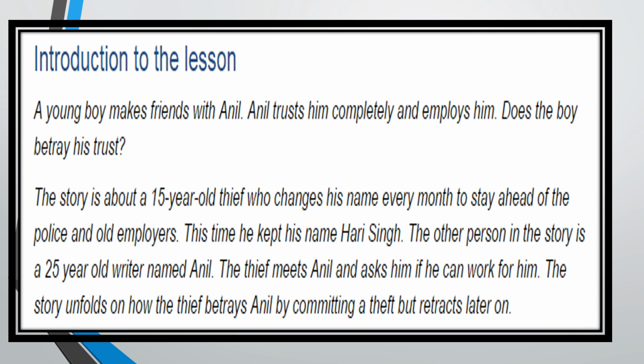The story is about a 15-year-old thief who changes his name every month to stay ahead of the police and old employers. This time he kept his name Hari Singh. The other person in the story is a 25-year-old writer named Anil. The thief meets Anil and asks him if he can work for him. The story unfolds on how the thief betrays Anil by committing a theft but retracts later on. I would like to tell you, my dear students, the narrator of the story is the thief himself. Hari Singh is not the real name, it's his changed name.